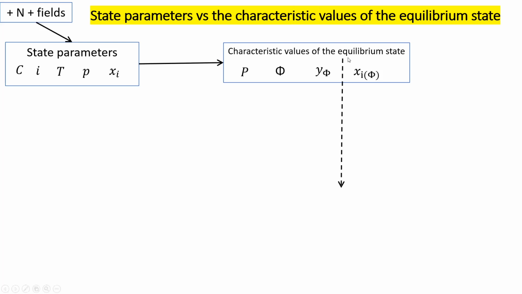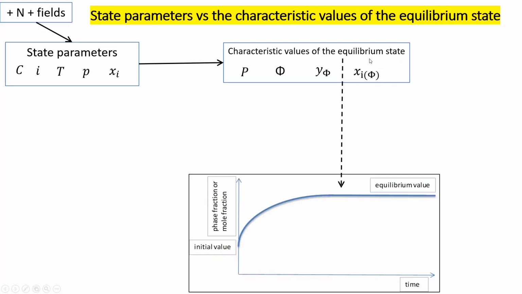Now, I use the expression equilibrium here, or equilibrium state, and now I should stop for a moment and explain to you what I mean. So first of all, these values which I listed here, which characterize the state, are time-dependent values, supposing the state parameters are fixed. For example, we can show as a function of time the phase fraction of one of the phases, or the mole fraction of one of the components in one of the phases. These are usually continuous functions of time.